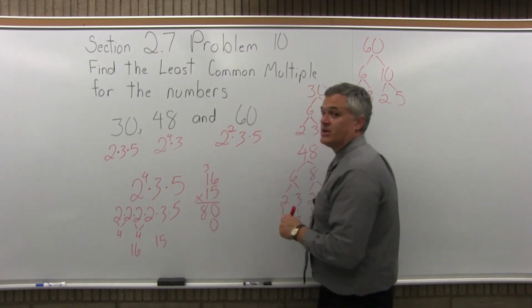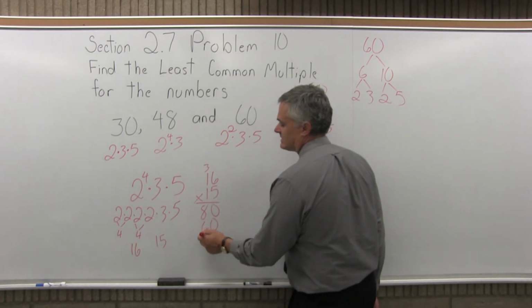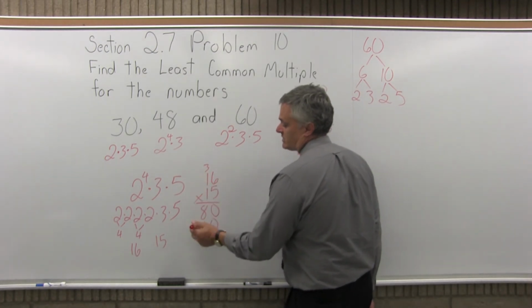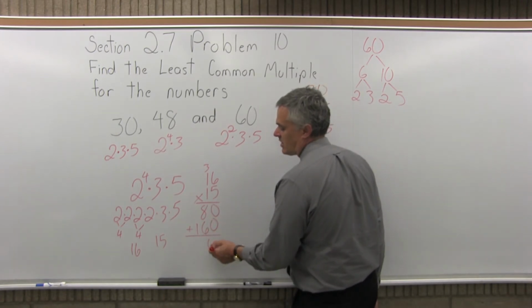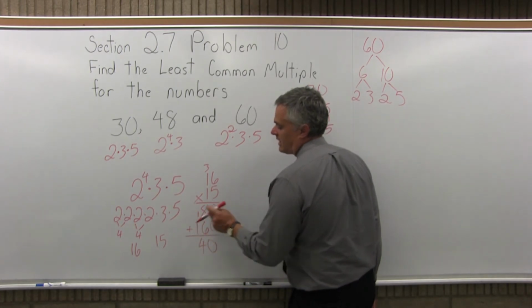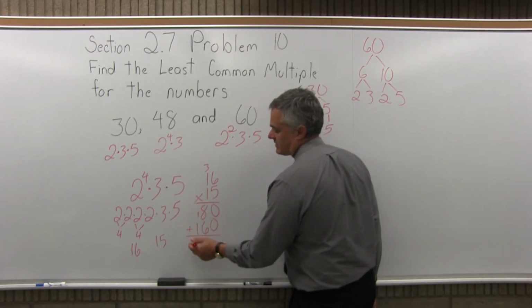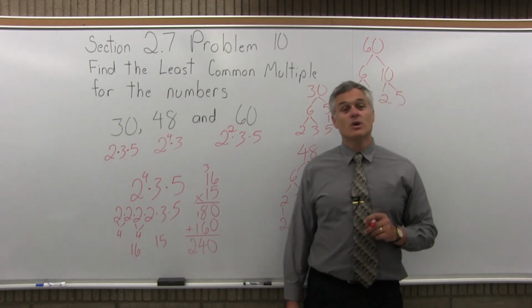Go down 1 line, put in a 0 to hold your spot. 1 times 6 is 6. 1 times 1 is 1. Add those results together. 0 plus 0 is 0. 8 plus 6 is 14. Write the 4, carry the 1. And then the 1 I carried plus the 1 underneath is 2. So I get an end result of 240.